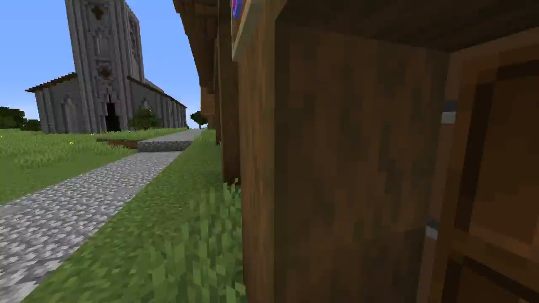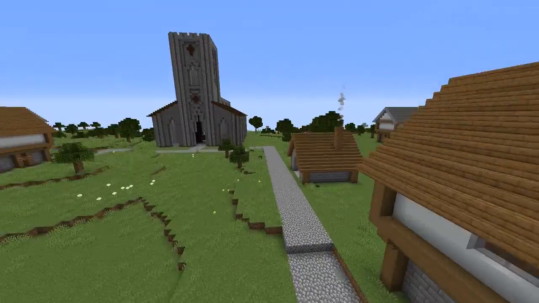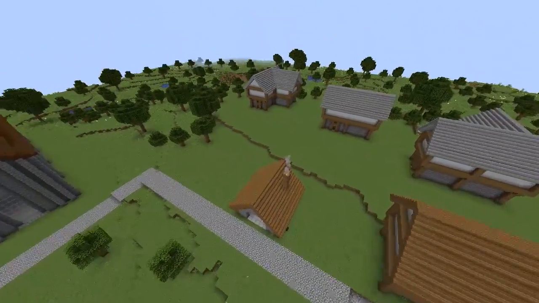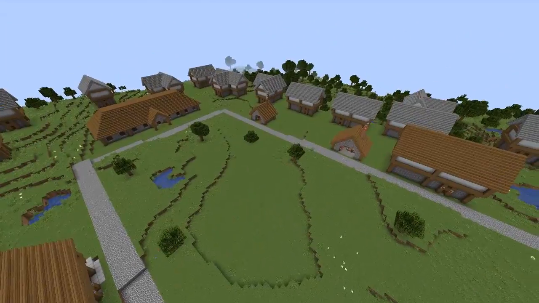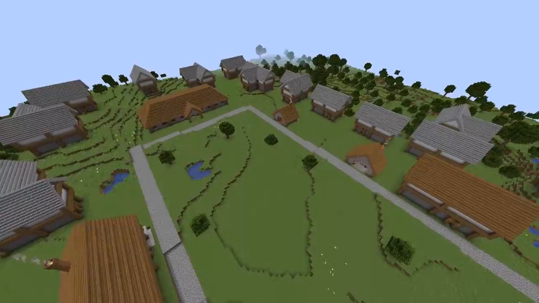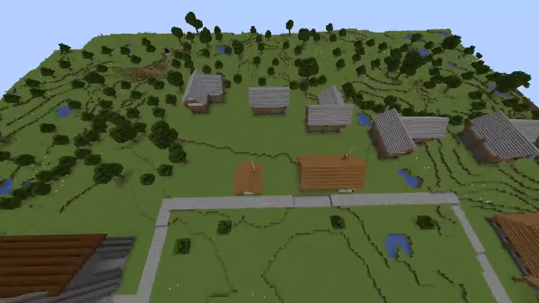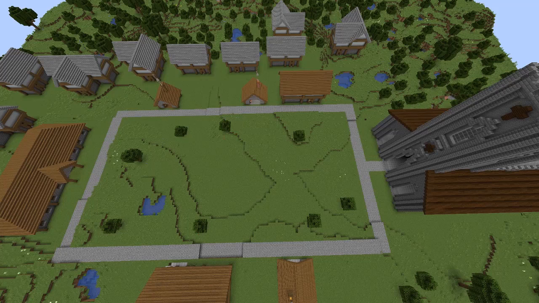Okay, so that's all the businesses. And so now the houses. You may have noticed how the houses are in a big circle around the whole town. And that is because we want the important stuff to be in the middle.